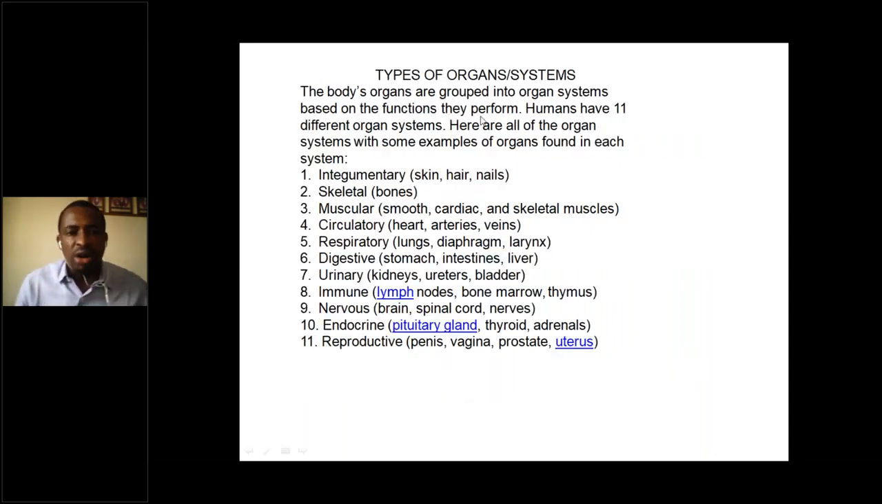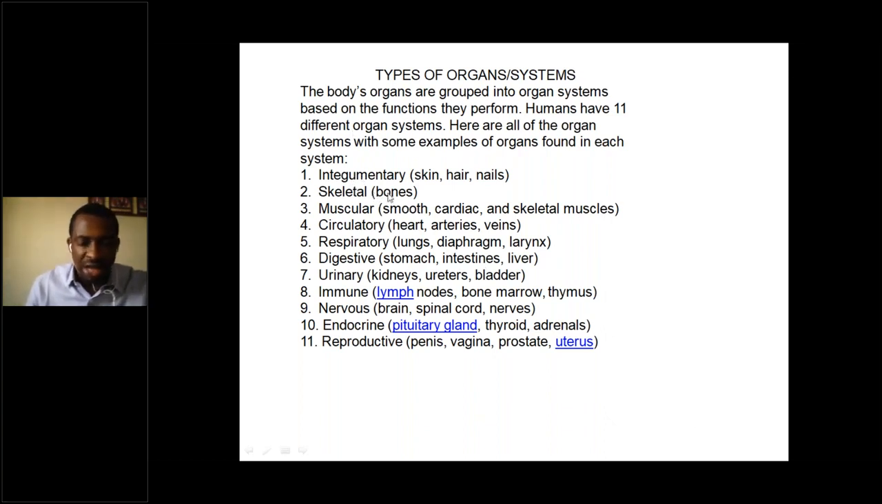So these are types of the organs that are in the body and system. The body organs are grouped into organ systems, as I mentioned earlier on, based on the function they perform. Humans have 11 different organ systems. So these are the organ systems that we have.